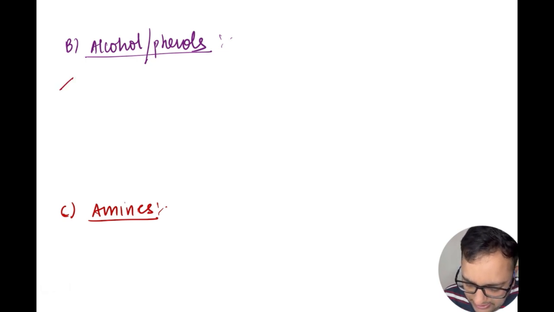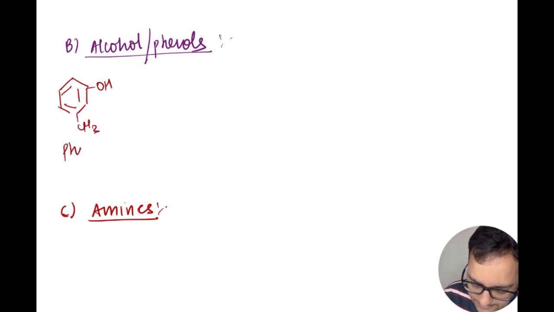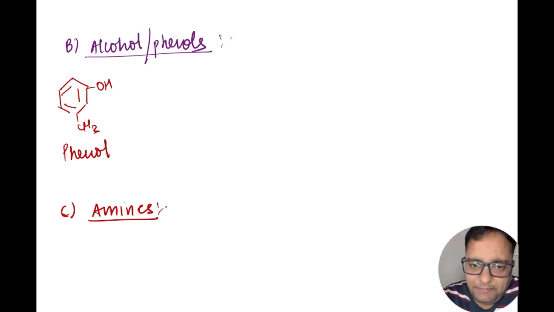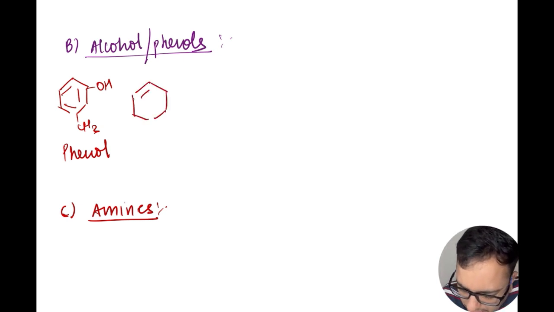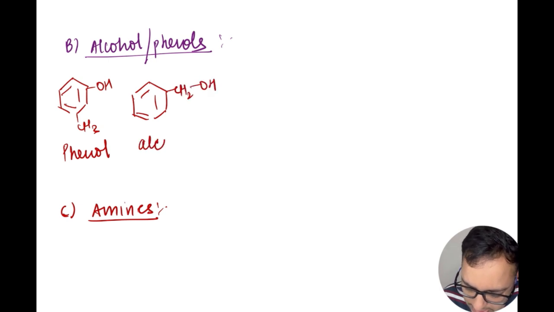Second, we talk about alcohols and phenols. So what are alcohols and phenols? First of all, this is our phenol. Whenever a benzene ring is directly attached to the hydroxyl group, OH group, that is known as phenol. But if we write CH2OH on the ring, this is an alcohol. So these are the functional group isomers.